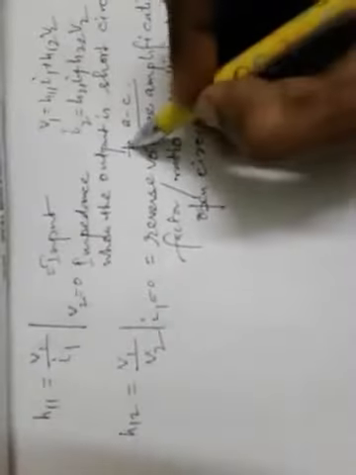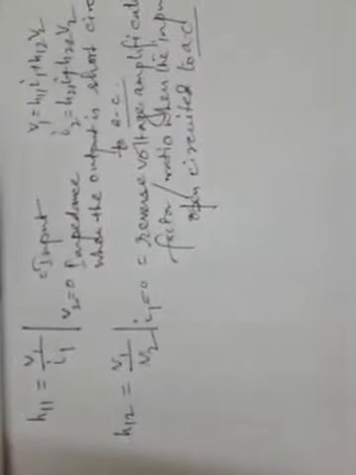Why repeatedly are we writing AC like this? Because this analysis will be done for small signal AC operation, with a small AC signal applied at the input of the transistor amplifier, and only in that case will all this analysis be done. So that's why the AC term is repeatedly written. Now let us find H21 and H22.